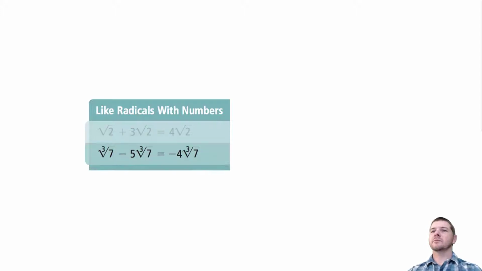Below that, the cube root of 7 minus 5 times the cube root of 7 equals negative 4 times the cube root of 7. So we can think of this as having 1 cube root of 7, and subtracting 5 cube roots of 7 from that, we arrive at negative 4 cube roots of 7.